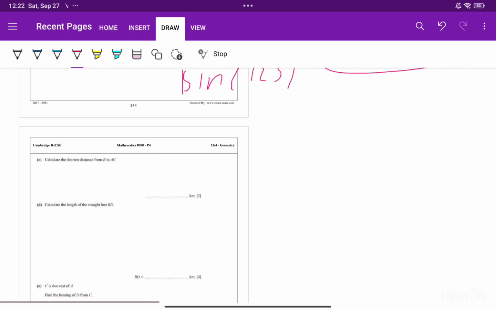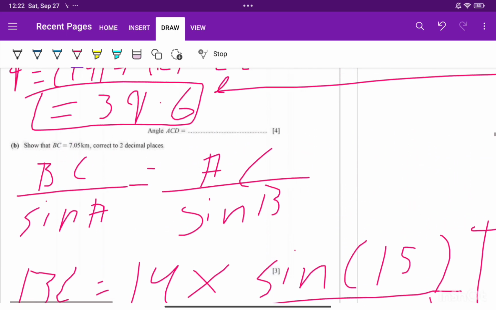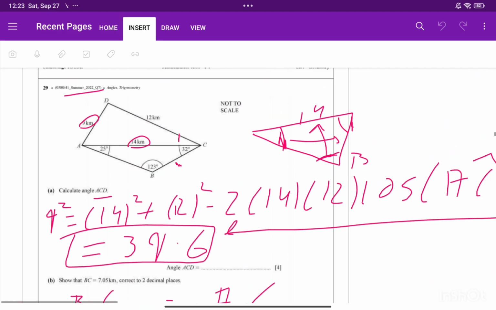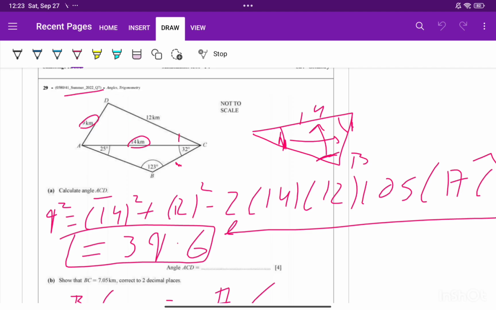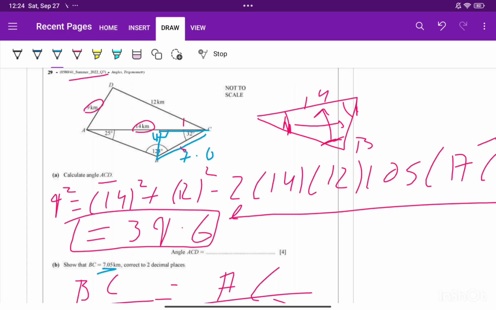Now calculate the shortest distance from B to AC. We know that whenever we find the shortest distance, it is always perpendicular. So always perpendicular, B to AC. Let's change the color. B to AC. So this will be perpendicular, and this is becoming a triangle. Did we find BC? Yes, BC was 7.05. So we need to find B to this, and this is easy.